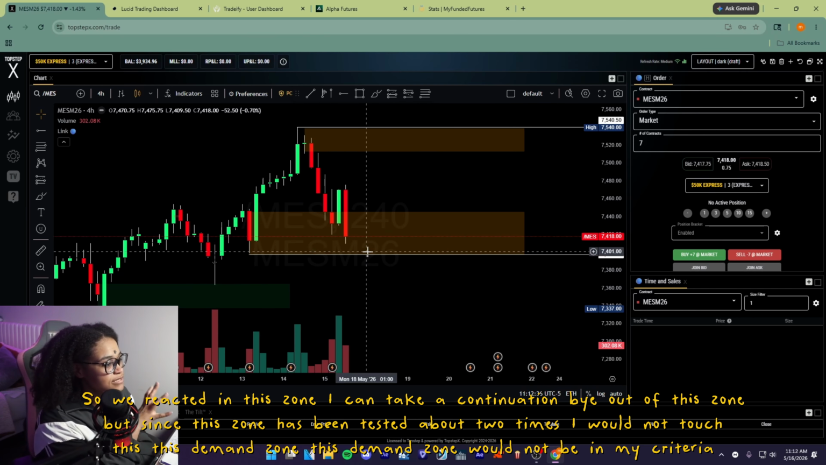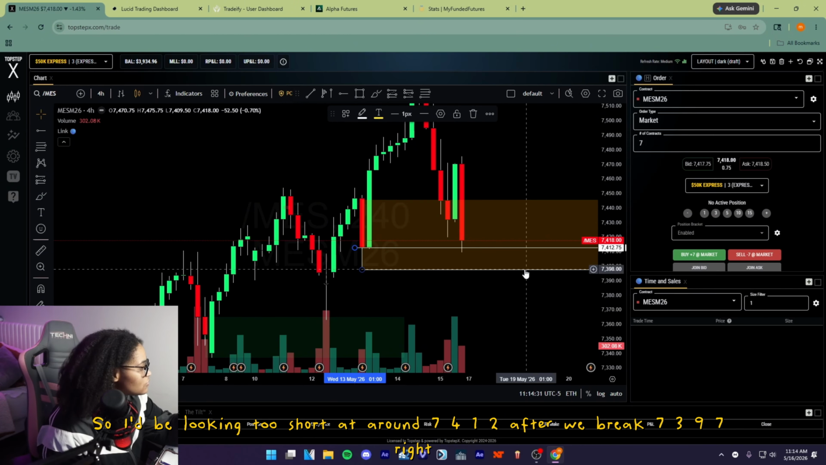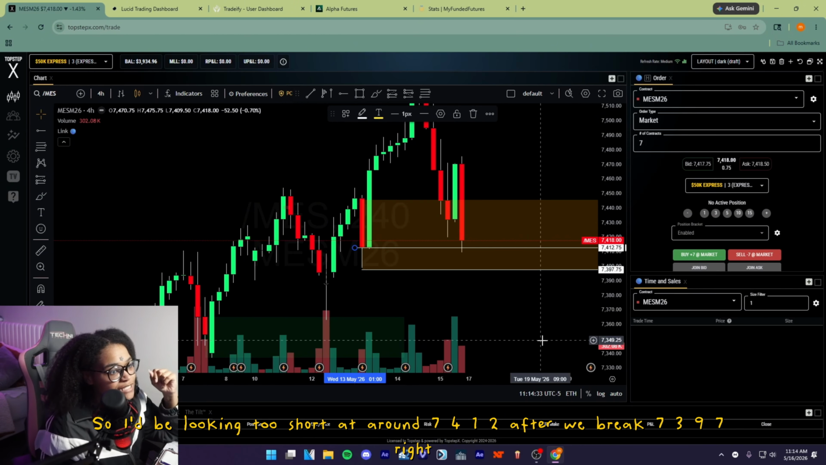I want to pull back about where the close of this demand zone sits. So it'd be right here. I'd be looking for a pullback at about 7412 to take my continuation short. Usually the close of this broken demand zone creates a fresh resistance. In a lot of cases, it creates that fresh resistance. So I'd be looking to short at around 7412 after we break 7397, right?